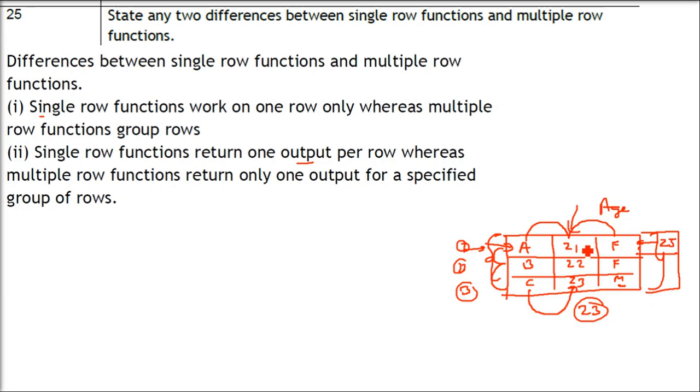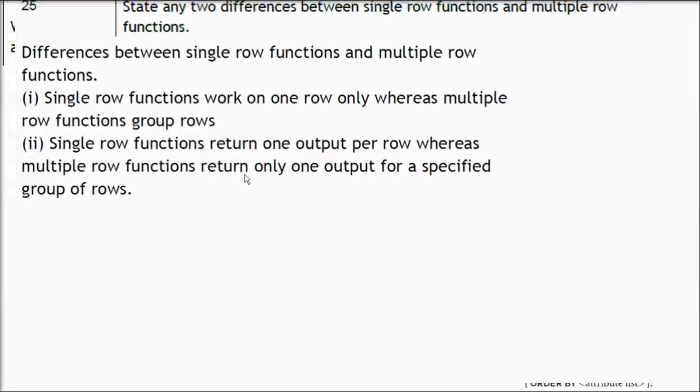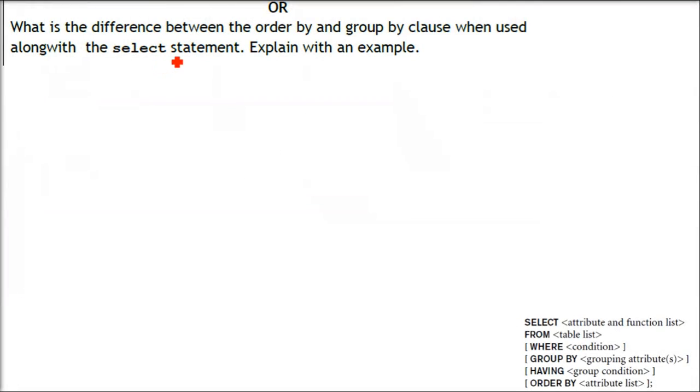Say some more columns are there, say 21, 25. And the single row function will compare, say 21, 25 and then give you the result. I'm just giving an example.